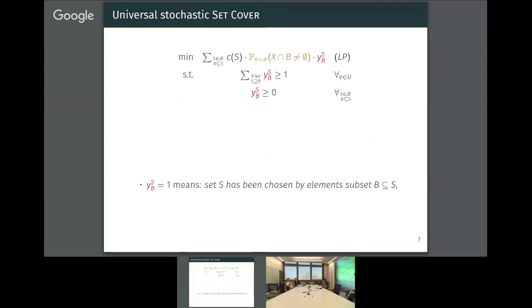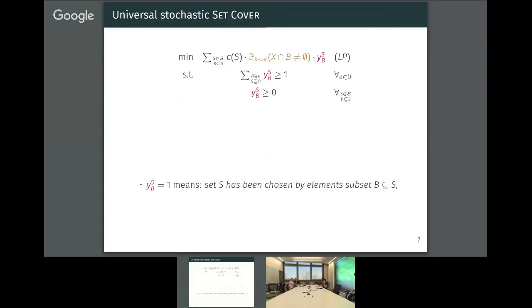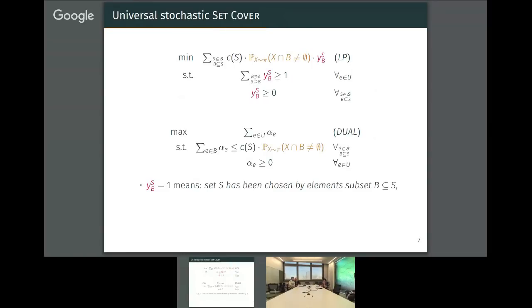This is the configurational LP. Compared with the previous one, we can see that the objective function changes because of this new term, and the rest is more or less the same. So there's an exponential number of variables. In order to solve such an LP, we need to go to the dual. In the dual LP, we have a polynomial number of variables and an exponential number of constraints. And if we are able to provide a separation oracle, then we could solve it.